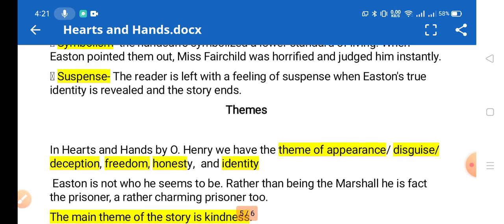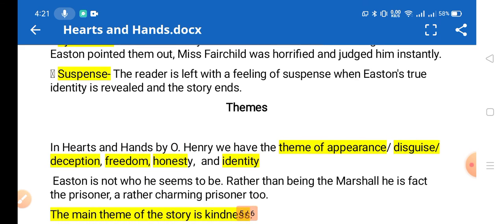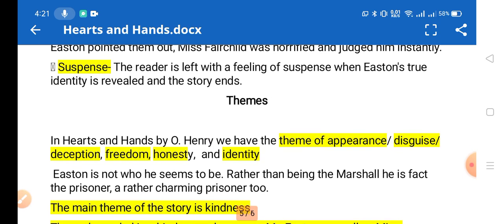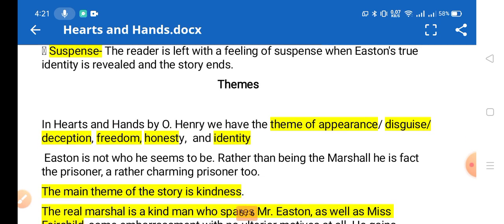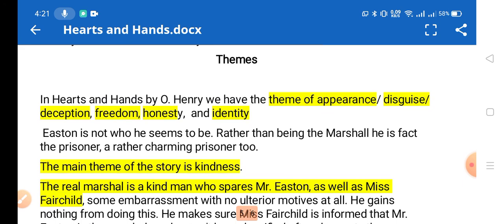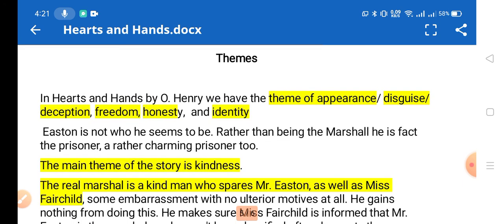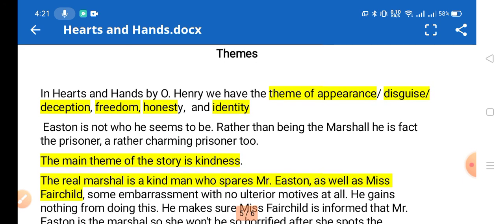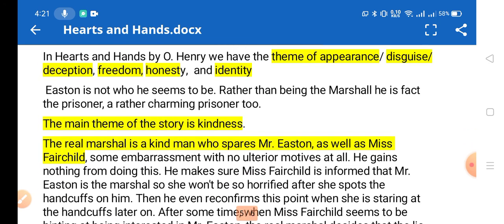And suspense: the reader is left with a feeling of suspense. A twisted, unexpected ending is there. Easton's true identity is revealed and the story ends. The themes of the story in The Heart and Hands by O. Henry: we have the theme of appearance and disguise, deception, freedom, honesty, and identity.